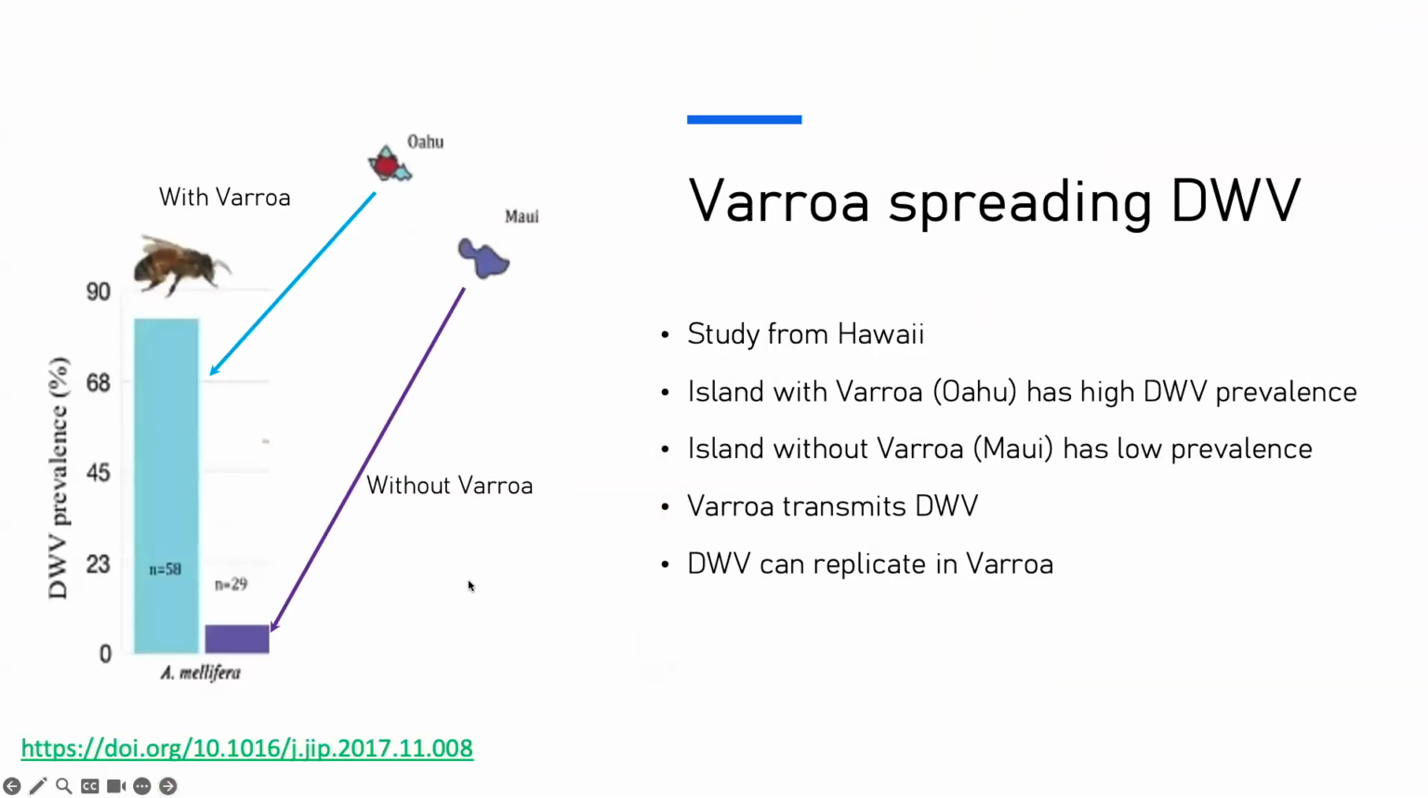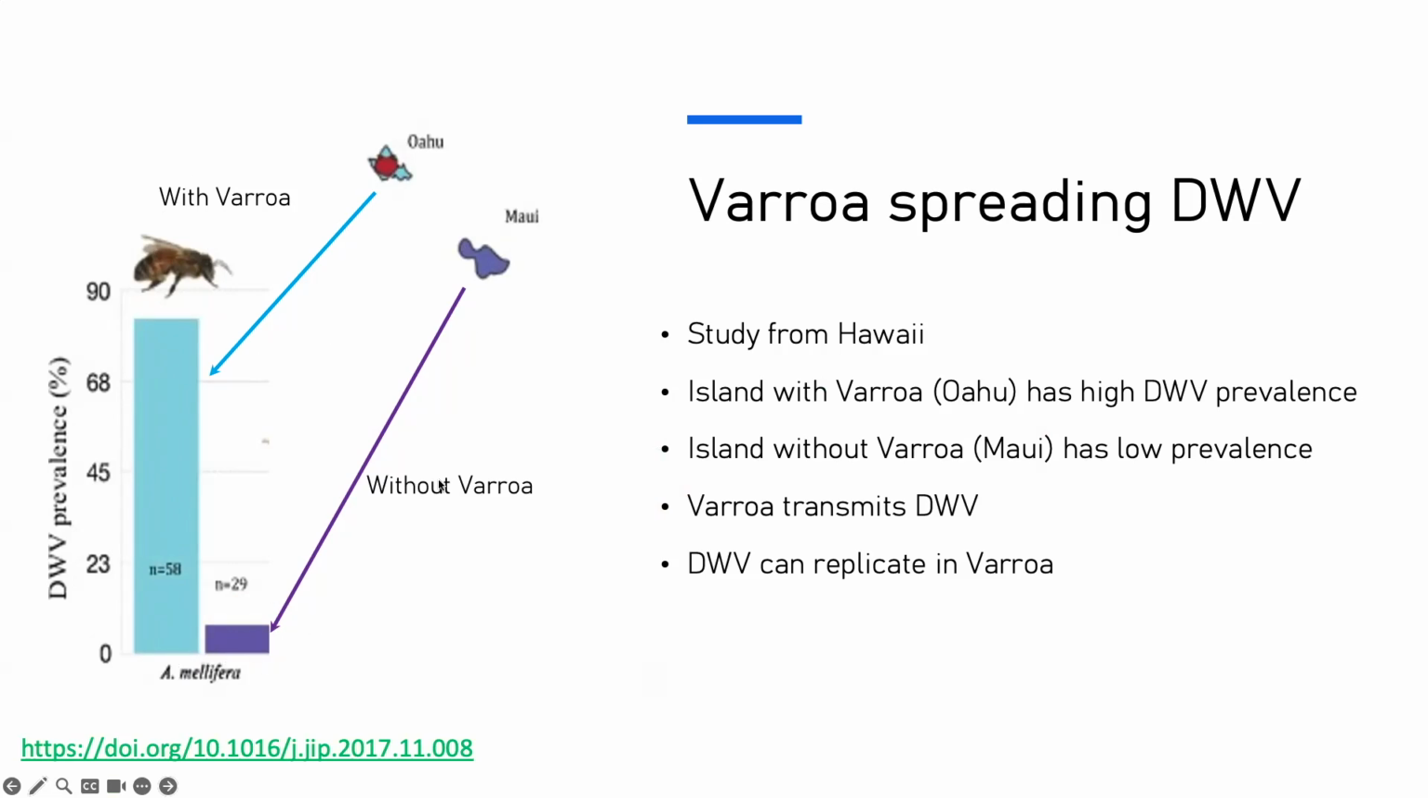There has been a strong association, as the picture in the previous slide suggests, between Varroa and deformed wing virus. A study in Hawaii suggested that if Varroa is present on one of the islands, then there is a very high prevalence of deformed wing virus. 80% or so of the hives with Varroa on that island had deformed wing virus. On the other hand, the next island down, Maui, had very little deformed wing virus present.